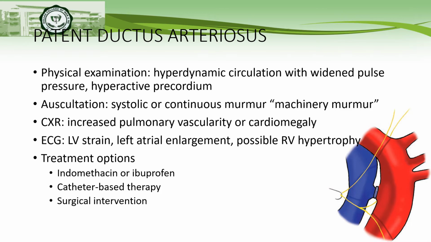The chest radiograph may reveal increased pulmonary vascularity or sometimes cardiomegaly, and the ECG may show left ventricular strain, left atrial enlargement, and possibly RVH or right ventricle hypertrophy. Echocardiogram with color mapping reliably demonstrates the patency of the ductus as well as estimates the shunt size. The presence of a persistent PDA is sufficient indication for closure because of the increased mortality and the risk of endocarditis.